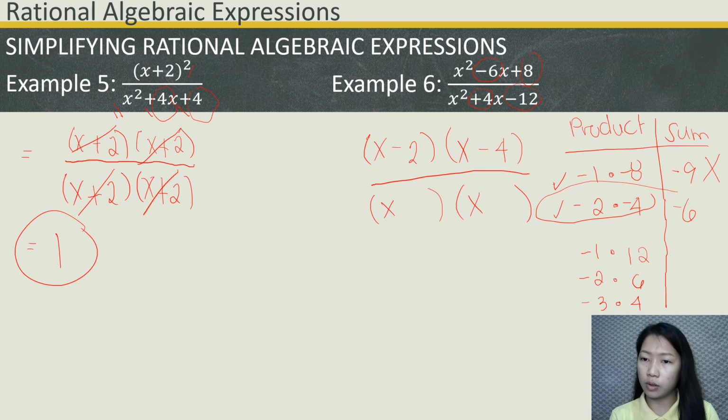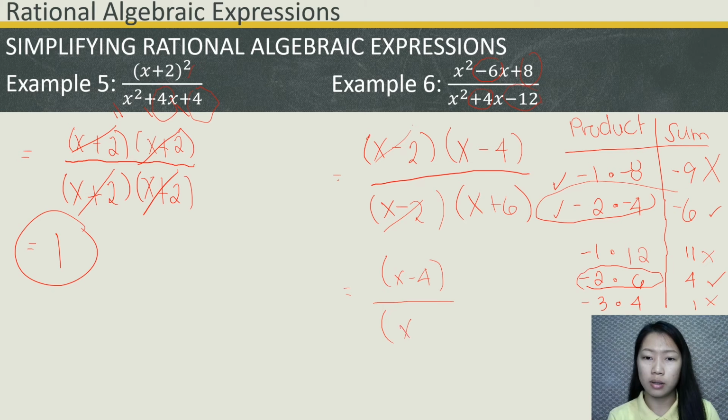So, negative 1 plus 12, positive 11. Negative 2 plus 6, 4. Yun. Nag-agree na tayo dun sa product number 2. Okay? Si negative 3 ay 1. So, mali ang dalawa niyan. X minus 2, x plus 6. So, canceling common factors. The answer is x plus 4 over x plus 6.